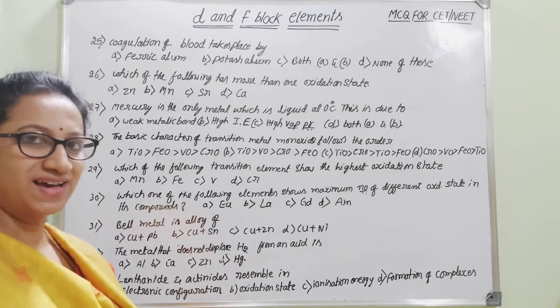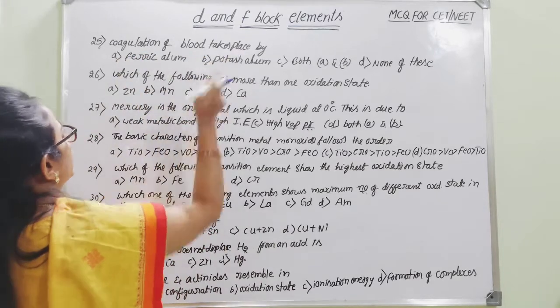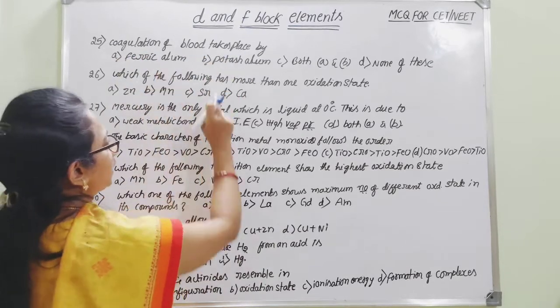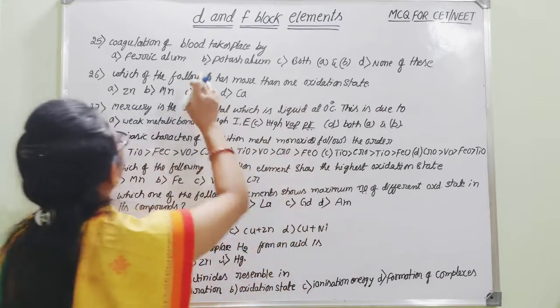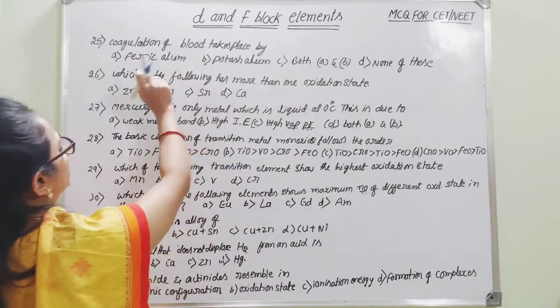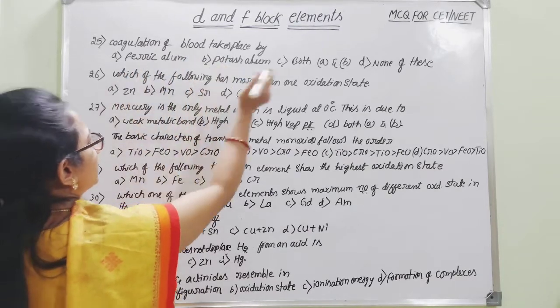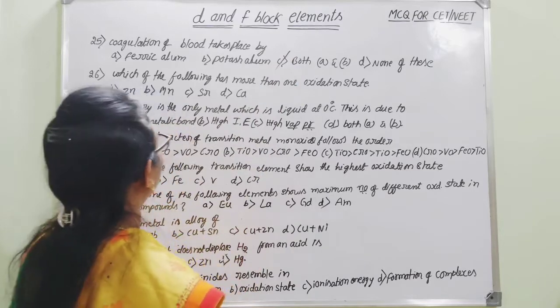So here we go for the last set of questions. Very first, coagulation of blood takes place by ferric alum, potash alum, or both A and B. Here we can consider that the negatively charged colloidal particles present in the blood can be easily coagulated by both ferric alum as well as potash alum. Therefore, option C is the right answer.